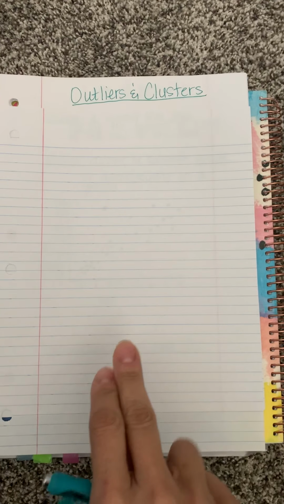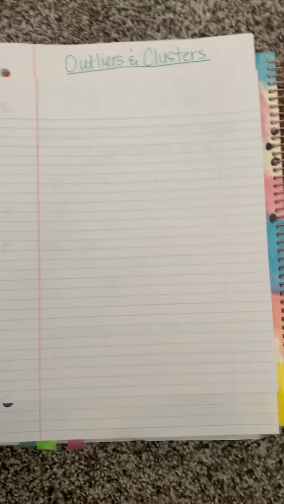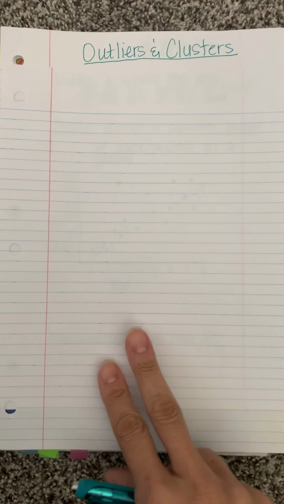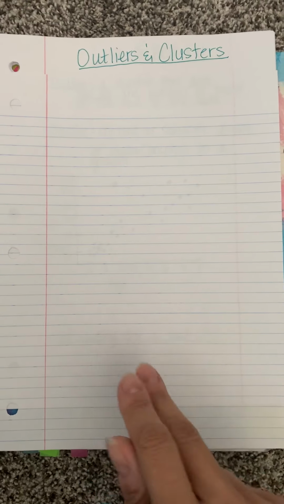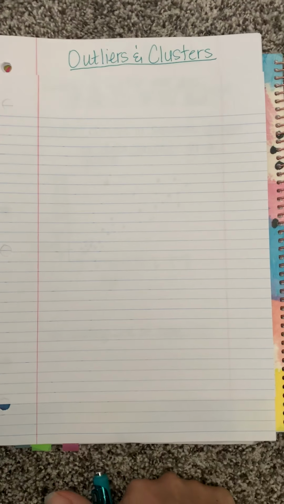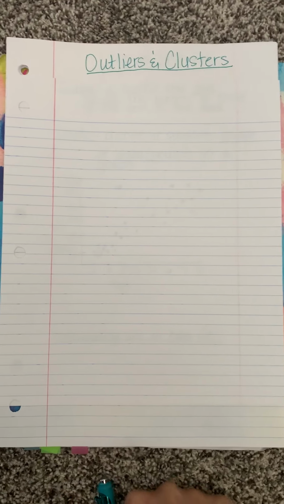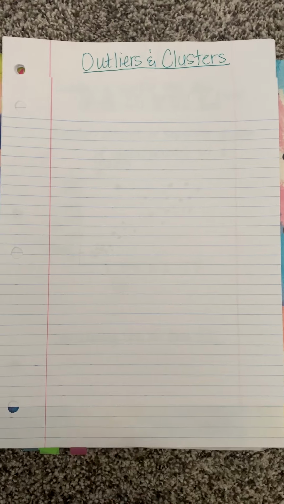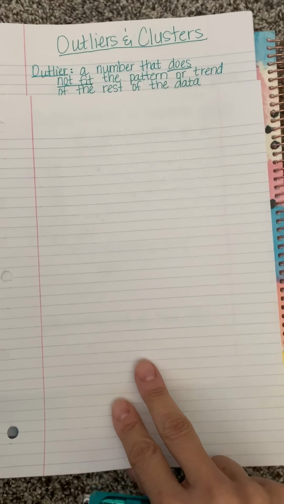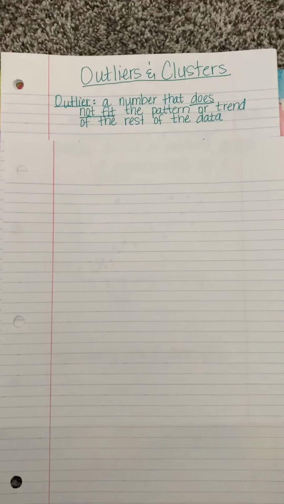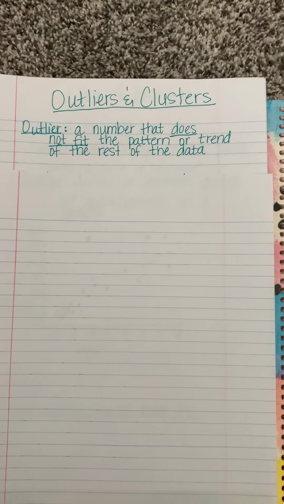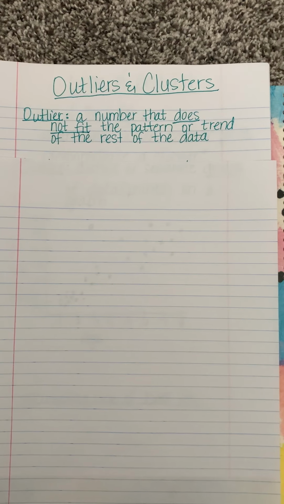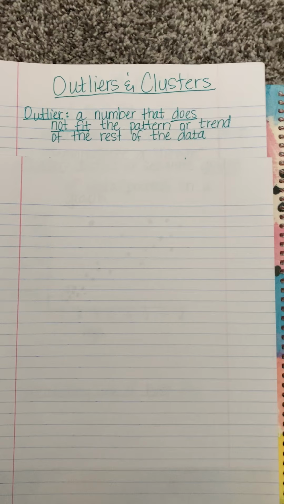But anyway, let's get on to outliers and clusters today. So yesterday we talked about scatter plots, and now they are scattered dots all the way around the graph. That is showing data that is collected in some way or another. Today I'm going to talk about outliers with you. Outliers are a number that does not fit the pattern or trend of the rest of the data.